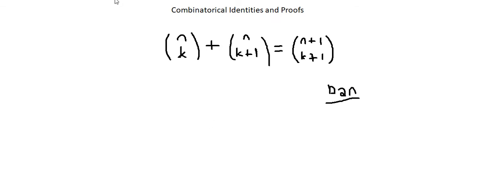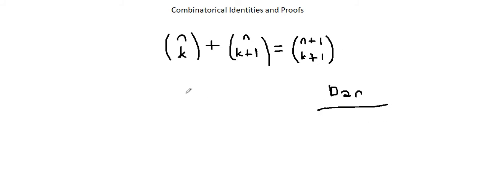All right. So I already wrote Dan. You can probably see what this is leading up to. The proof. Let's give away a little hint. Let's look at the right hand side. What the right hand side is stating is that we have n plus 1 people and we're choosing k plus 1 of them to be on our committee. Right? So let's assume one of them is Dan. Dan is one of the n plus 1 people.